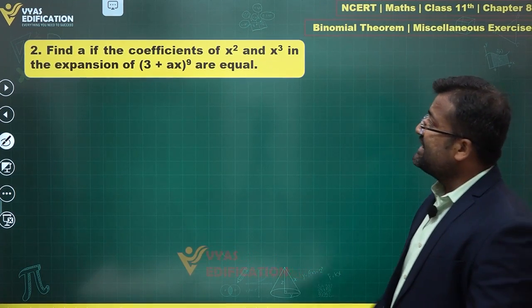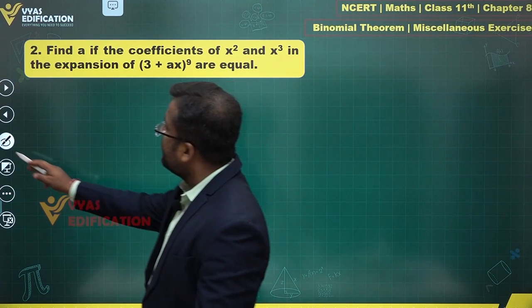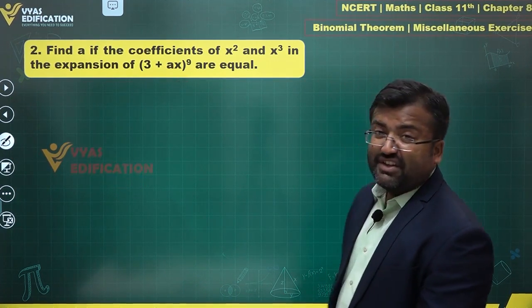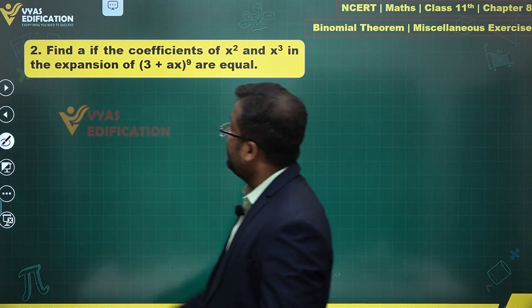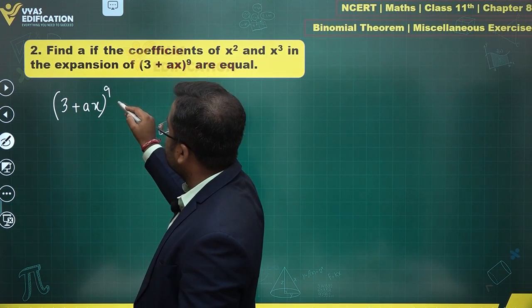The next question says, find a if the coefficients of x square and x power 3 in the expansion of this are equal. In the expansion of this, coefficients of x power 2 and x power 3 is what we are interested in. So let's write the expansion first. Let's write the general term of the expansion first.